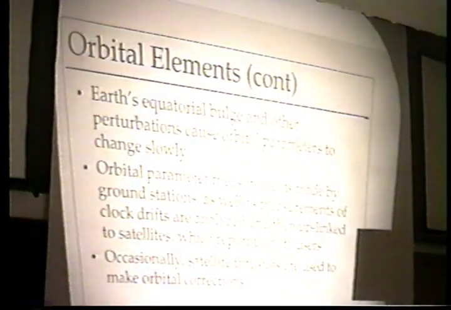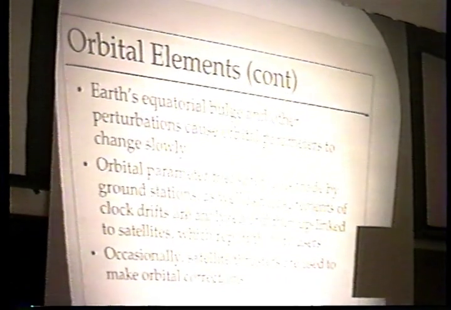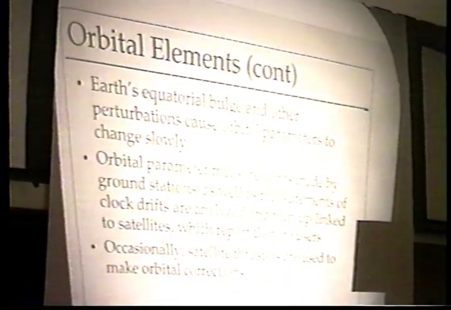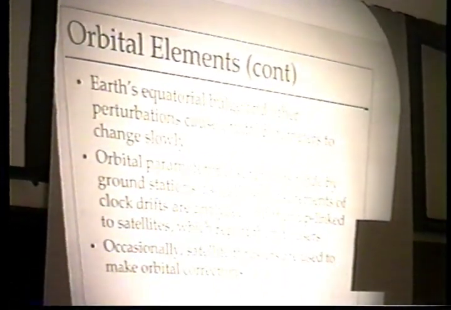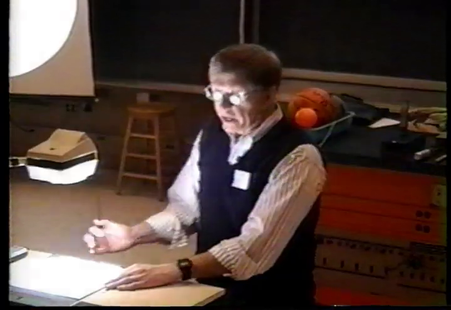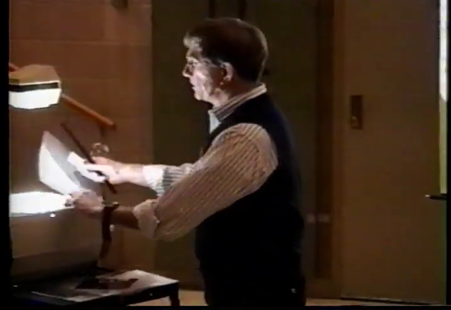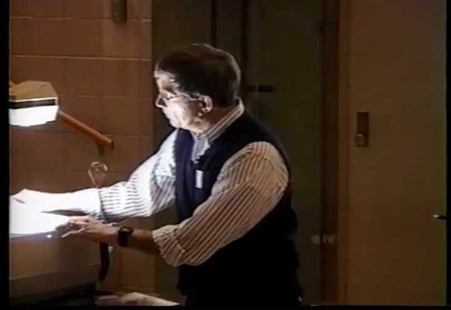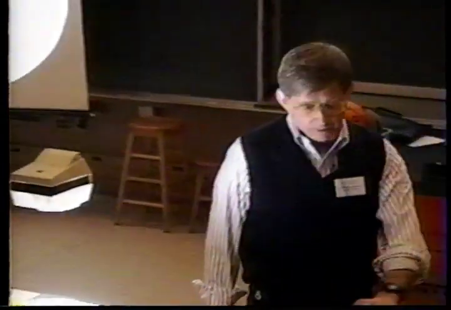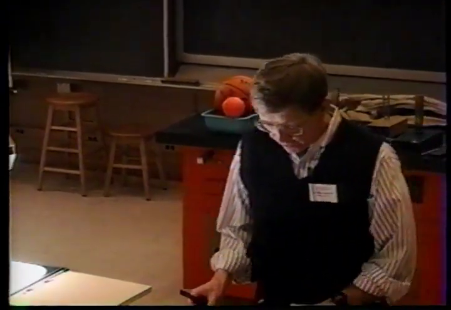The ground stations also measure the clock drifts, and those are sent up, and the satellites tell you how much the clock is drifting and so forth. And rarely, but sometimes, they have to use satellite thrusters to correct the orbits, but there's only a certain amount of rocket fuel they carry up there, so they don't like to do orbit corrections if they can avoid it.